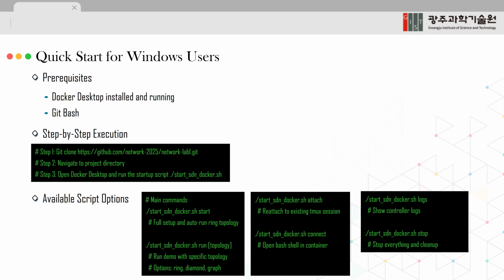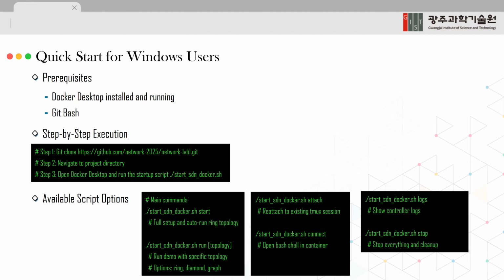You will need two prerequisites installed on your system. First, Docker Desktop must be installed and running. You can download it from docker.com. Docker Desktop includes everything you need for container management on Windows. Second, you will need Git Bash installed. Git Bash provides a Unix-like terminal environment on Windows, allowing you to run Bash scripts.